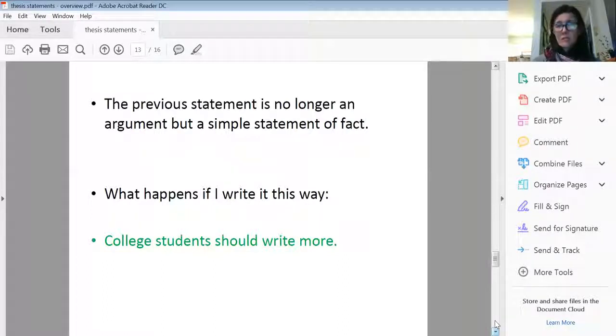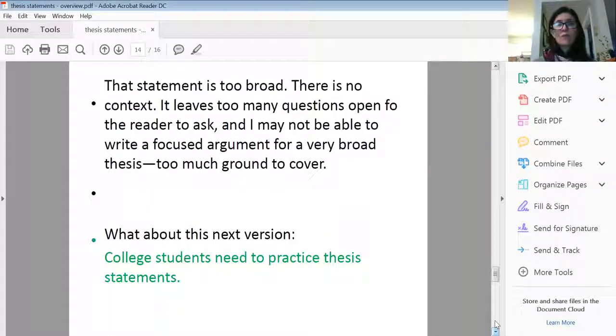What happens if I write it this way? College students should write more. Again, same topic, but I've changed the wording. College students should write more. That statement is too broad. There's no context. It leaves too many questions open for the reader to ask, and I may not be able to write a focused argument for a very broad thesis. There's too much ground to cover.